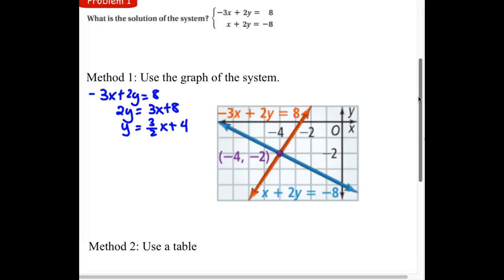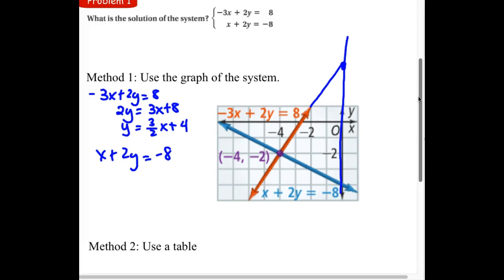The picture I have is just a portion of our graph. So if we think of extending this, we'd have to start this line up here at 4. We just cut off part of our graph. So we would start at 4, we would do a slope of 3/2, and that creates the red line in this picture. Our second equation, x plus 2y equals negative 8.